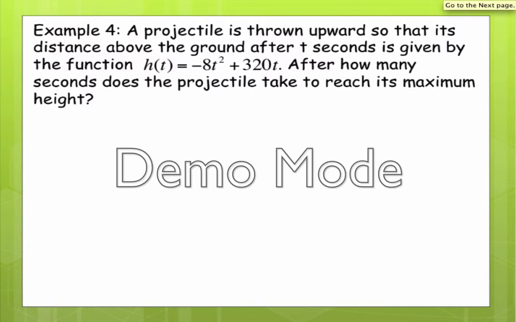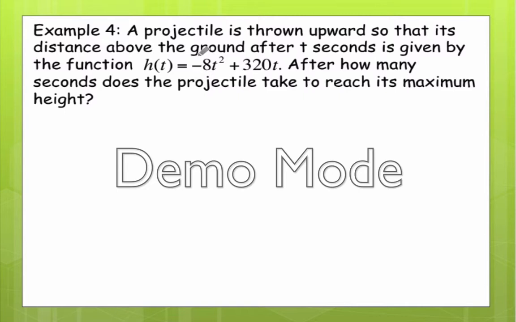Okay, for the last example, we have a projectile being thrown upward so that its distance above the ground after t seconds is given by the function h of t, h for height, so height after time t is given by the function -8t squared plus 320t. After how many seconds does the projectile take to reach its maximum height?